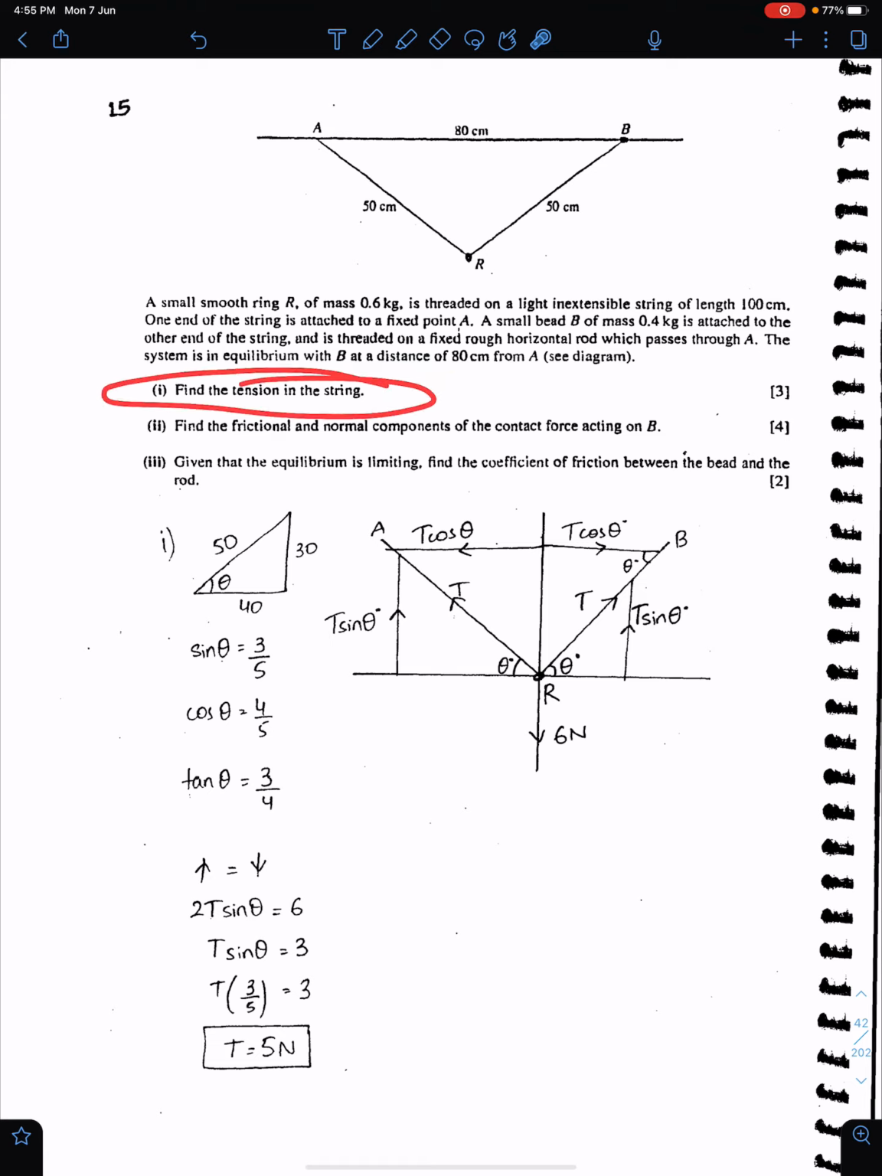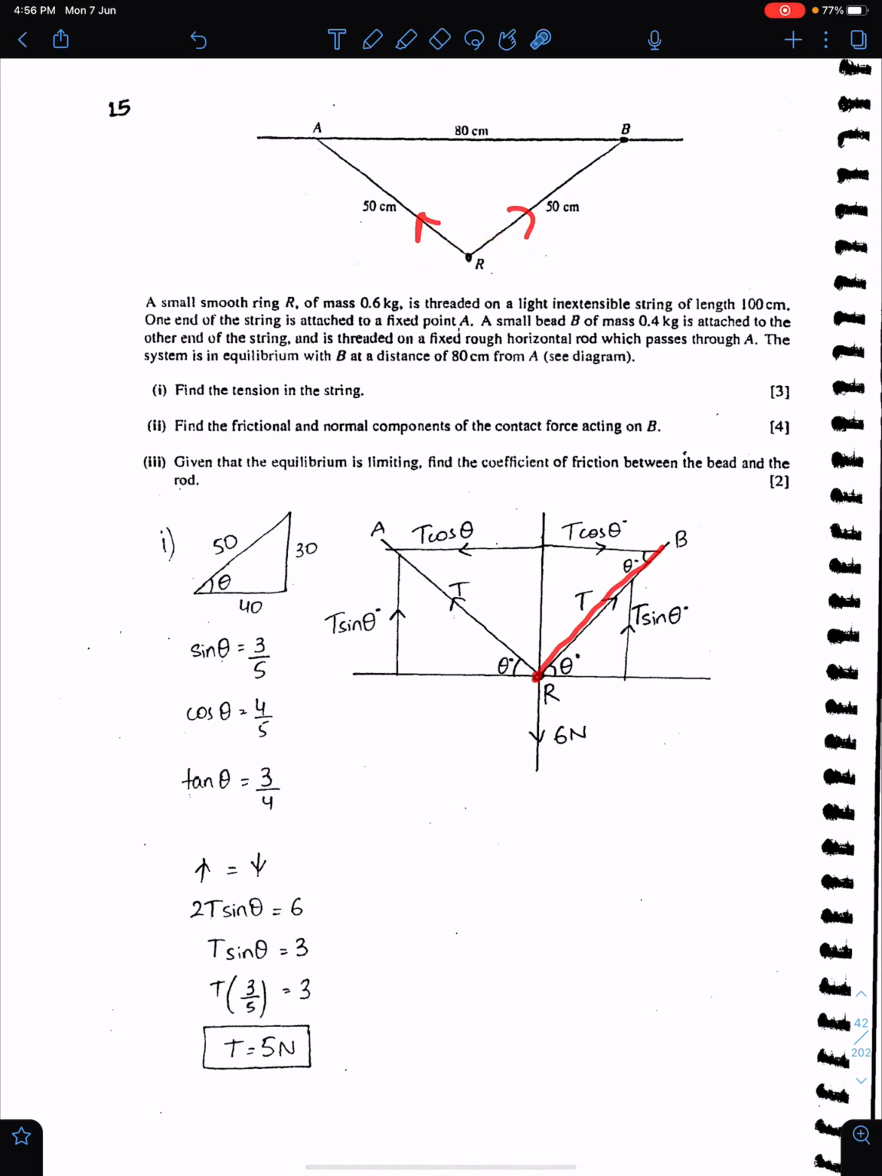Number 1, find the tension in the string. For that, you need to resolve forces at R, and for that, you need to first get these angles. You need to drop a perpendicular from R to AB and get this angle first. Both angles will be the same because of the isosceles triangle, and then resolve forces at R. The ratios of this angle are: sin theta is this, cos theta is this, and tan theta is this. These ratios will be more helpful than finding the angle. So when you resolve forces at R, you will get these things.